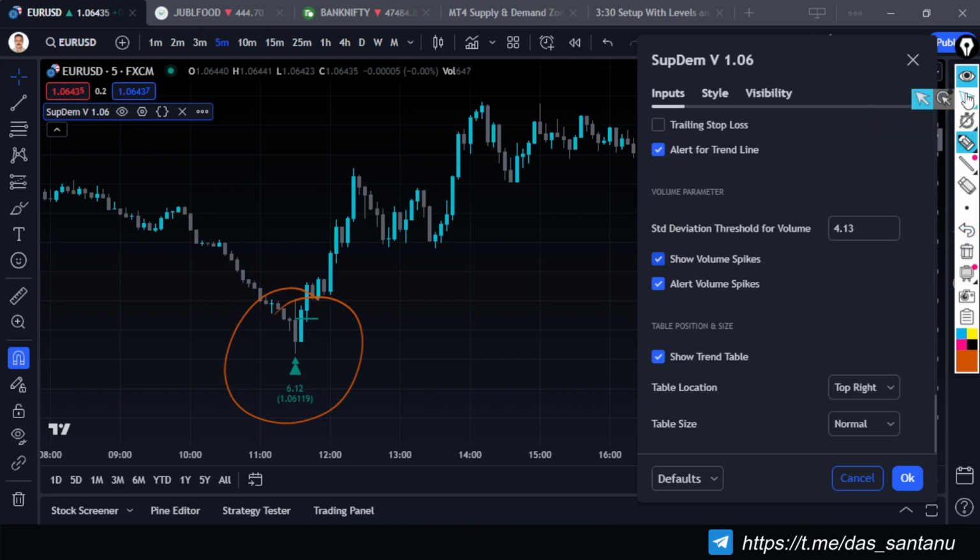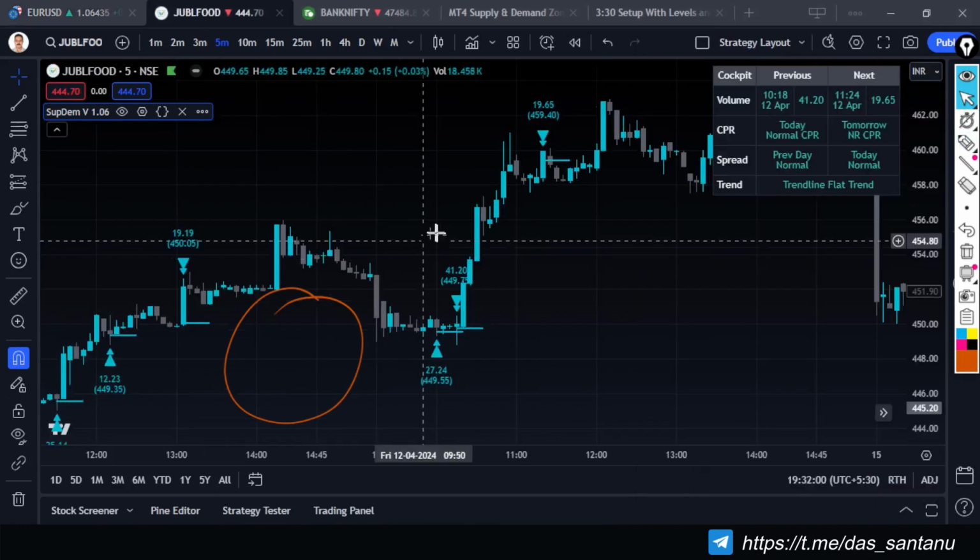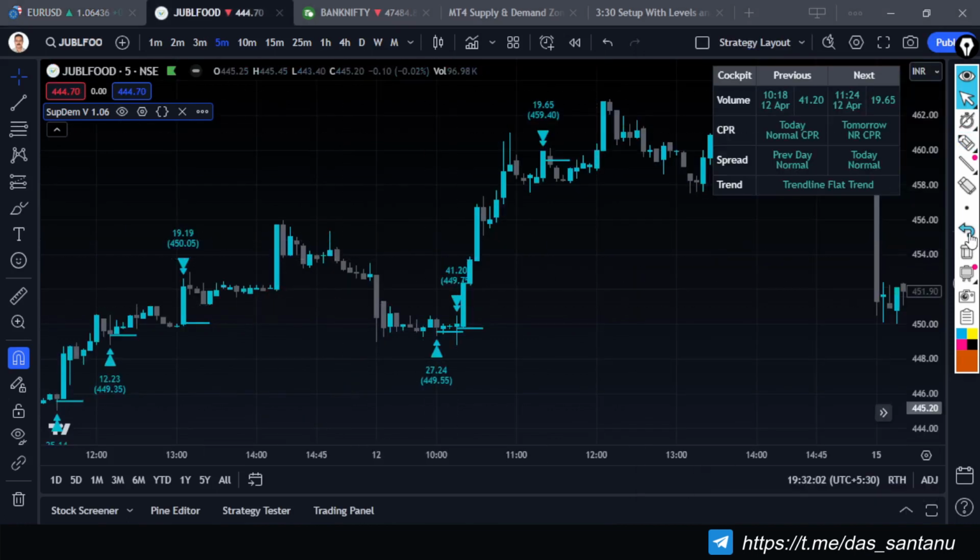Let me show you some other charts where the volume spike resulted in trend continuation. In the second chart, you can see the trend has been continued as the price sustained above the volume spike price level and went up and up. So this volume spike also helps you in analyzing the price trend of any instrument you're interested in.